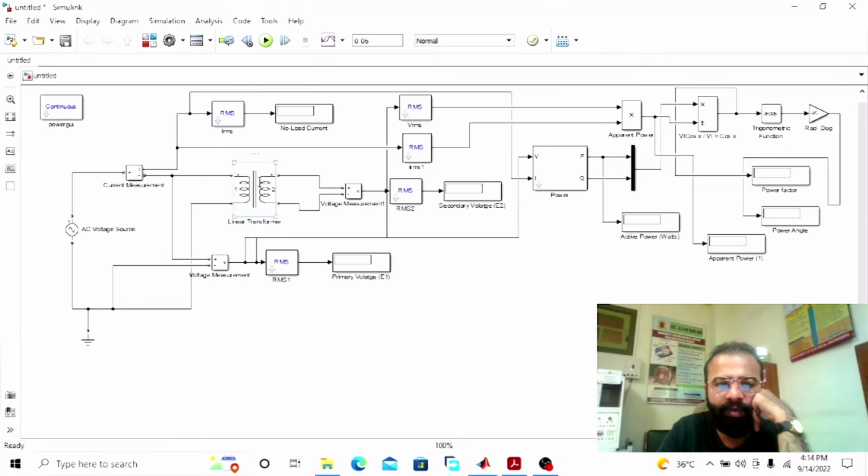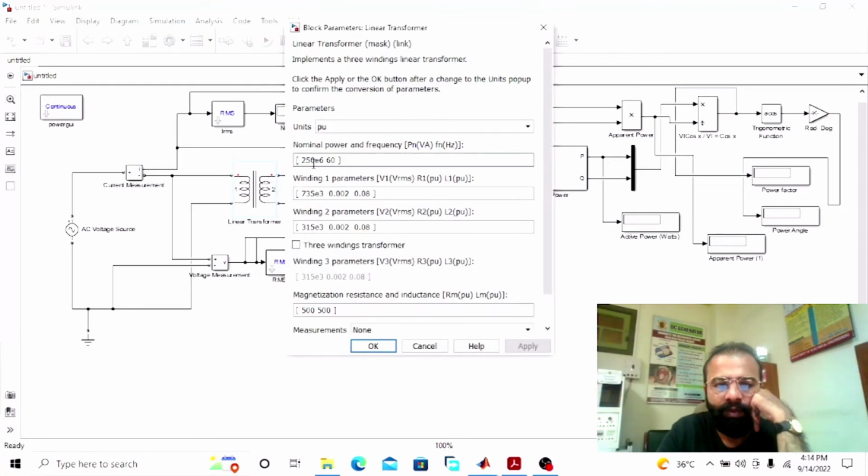Change the parameters of the transformer. So here the apparent power is 50 e power 3. We are selecting 50 hertz frequency.